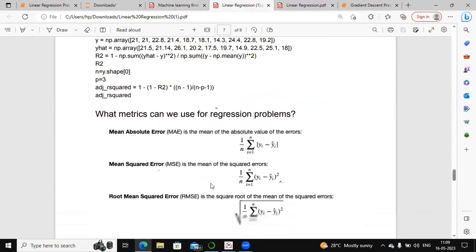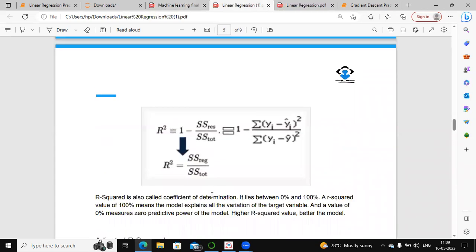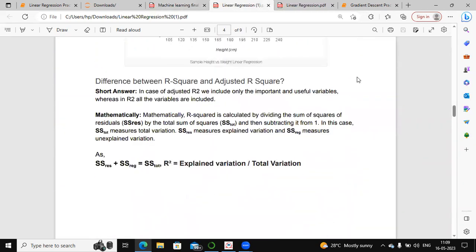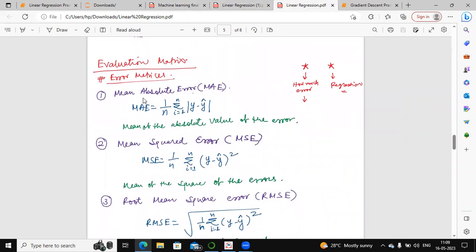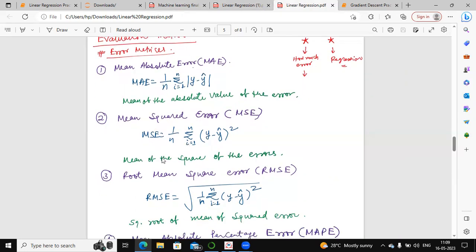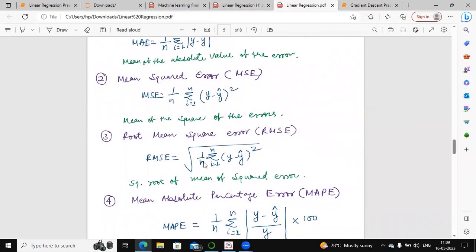We have seen the concepts of root mean squared error and mean absolute error. So let's come to the concept from here. Evaluation metrics: how much error in regression. Mean absolute error is the mean of the absolute value of the error. Mean squared error, you read it as the mean of the square of the errors. And root mean squared error is the square root of the mean of the squared error.